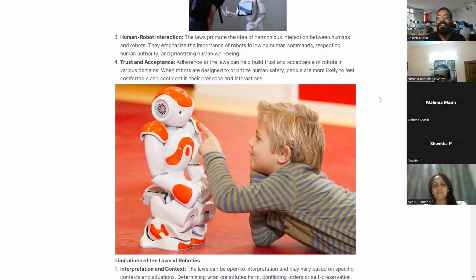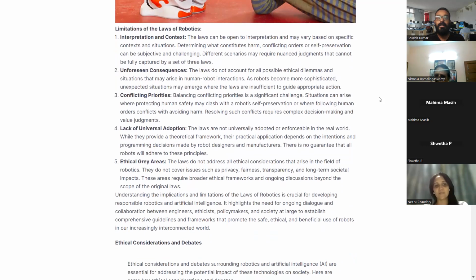So our robotic research should not break our trust, and only then can we have proper acceptance for those things in our society, because we are talking about something new to introduce in our society. So these limitations must be addressed, like interpretation and context, like how well you say something in front of the robot and how well it understands your point. That is much more important. Like if I ask you, I won't take a glass of water because I'm feeling sick, right?